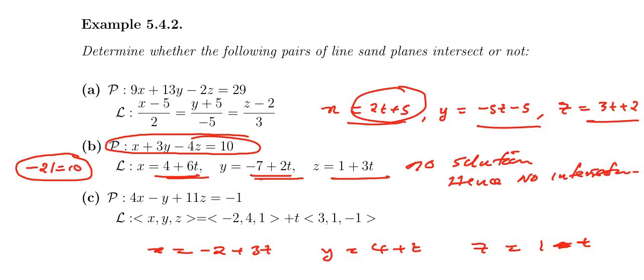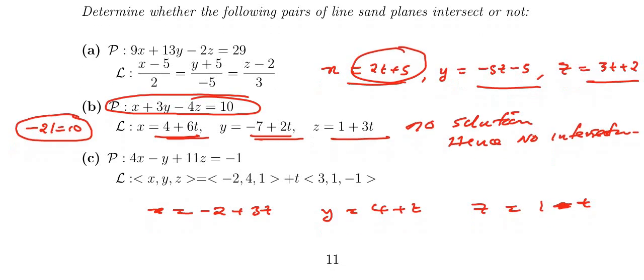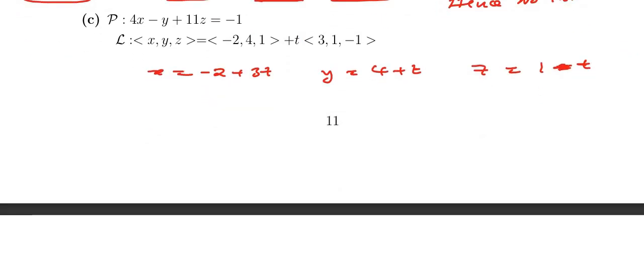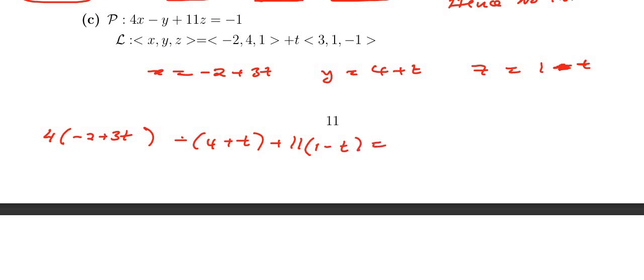So even here the line is going to have no intersection, but can we try to solve it? Let's see if the t cancels. Where there's x, put negative 2 plus 3t; where there's y, put 4 plus t; where there's z, put 1 minus t. Equate this to 0.